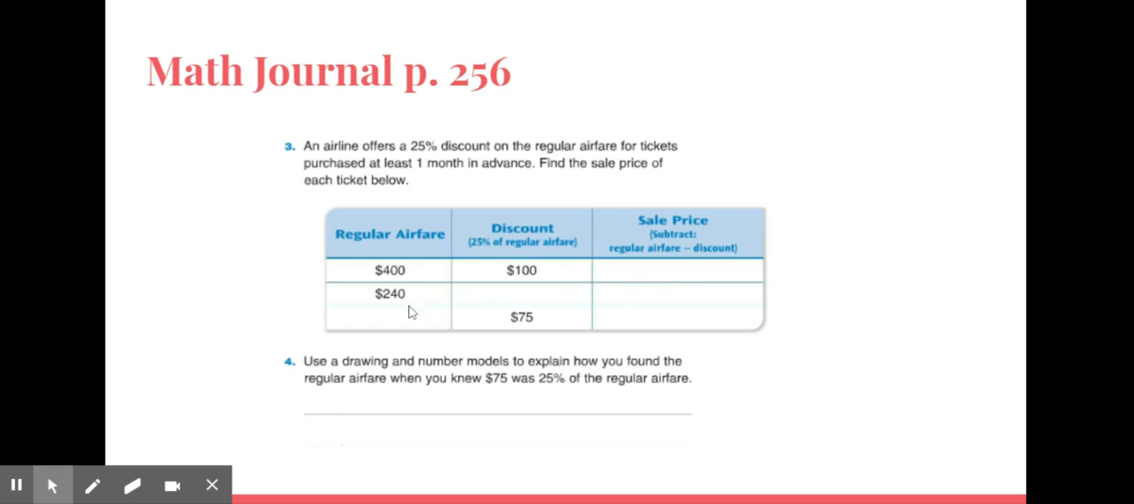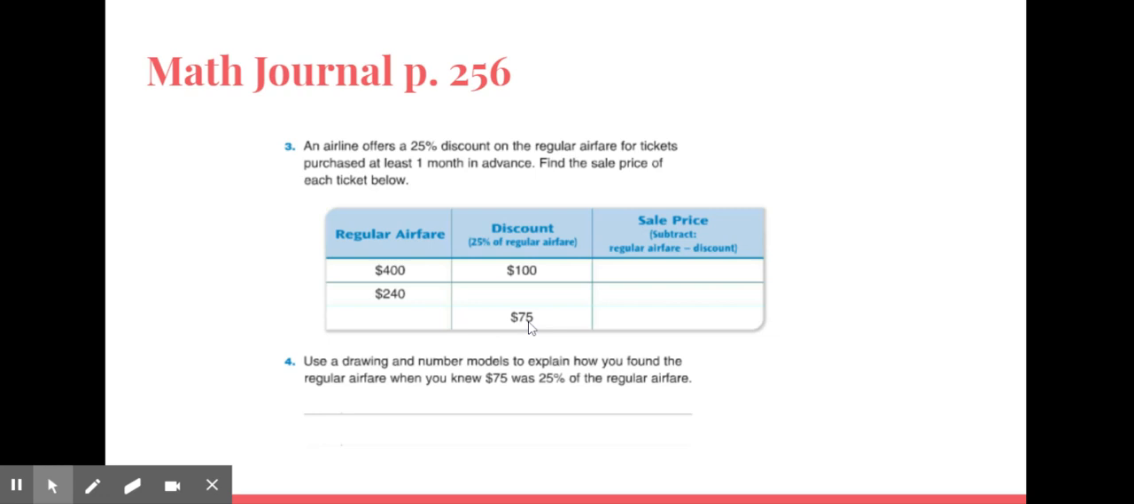This one, the regular airfare, is $240. Now divide that into 4 equal groups. 240 divided into 4 equal groups would be each worth 60. So 240 minus $60 equals 180.